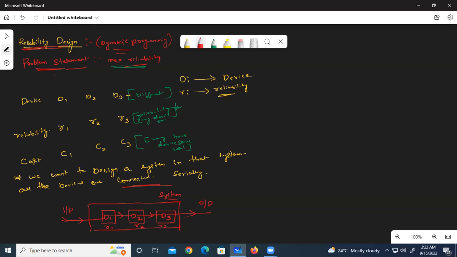So now we have created a system. What do we have to do with the system? We have to identify the reliability of the designed system. This is what we have to identify.